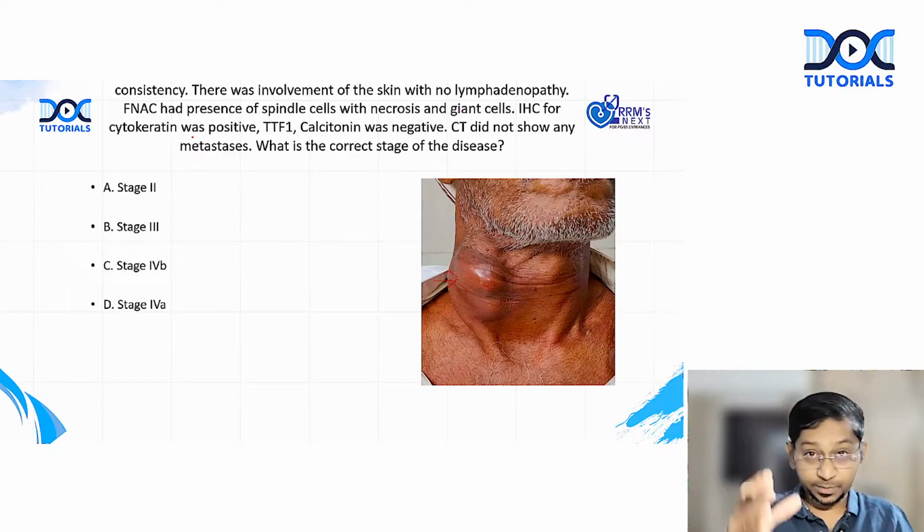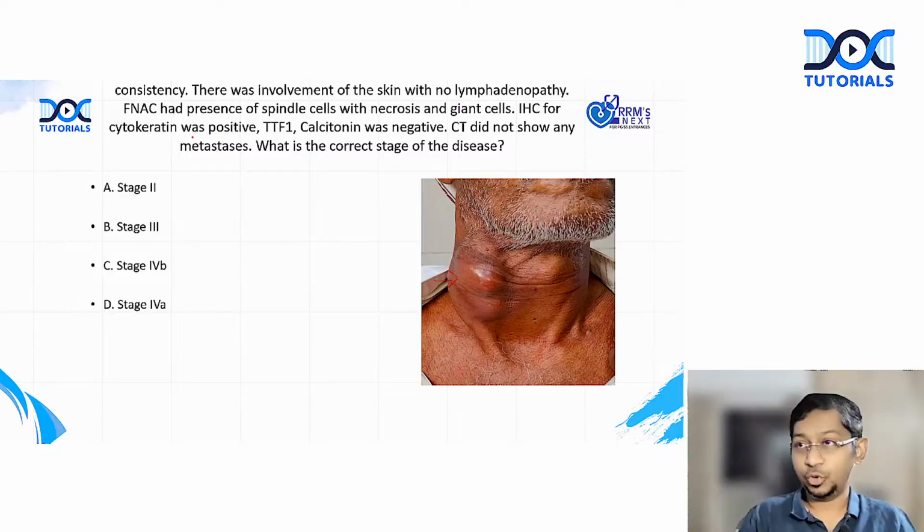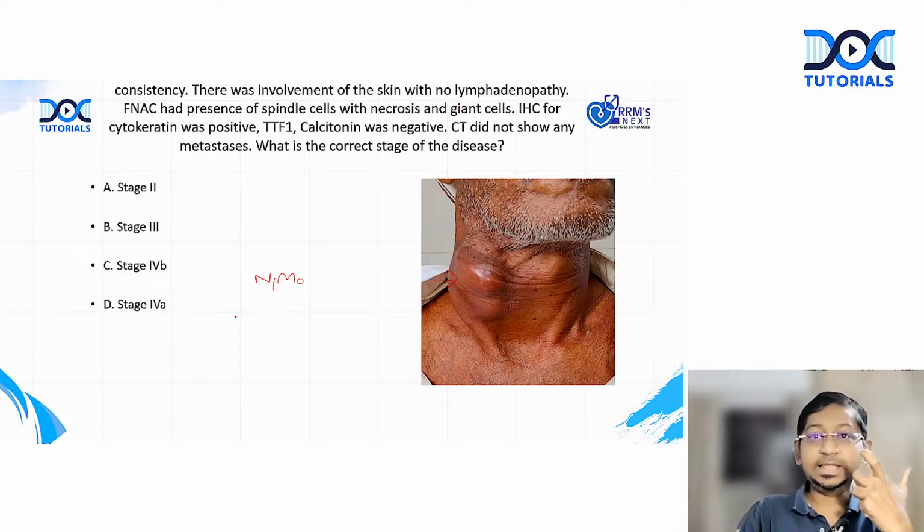The cytokeratin is positive here. TTF1 is negative. That is very clearly telling you that this is not a well differentiated thyroid cancer. Calcitonin is also negative, which again points towards the fact that this is not a medullary thyroid cancer. Now, CT is not showing metastasis. So basically, this is going to be an N0 disease. Now, what about the T stage? They have not given us the size of the nodule.